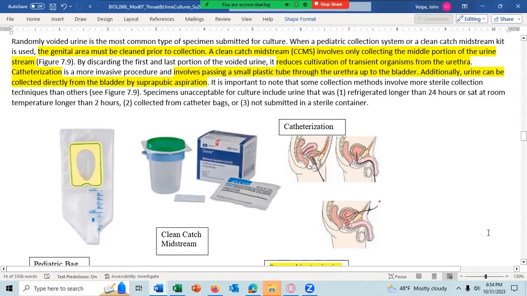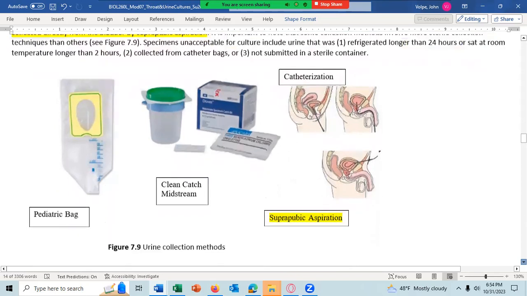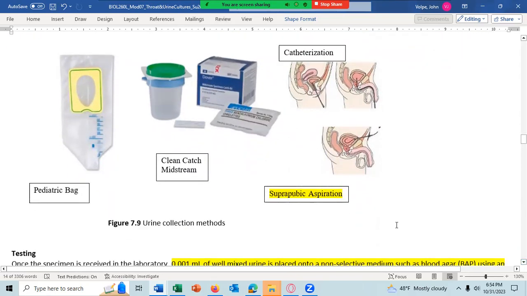Okay. The best way to do it, which patients do not like, is a suprapubic aspiration, where you put a needle through the abdominal wall. Obviously, you degerm the area you poke, and then poke the needle into the bladder, and then sample the urine directly. That should give no bacterial contamination of the urine.